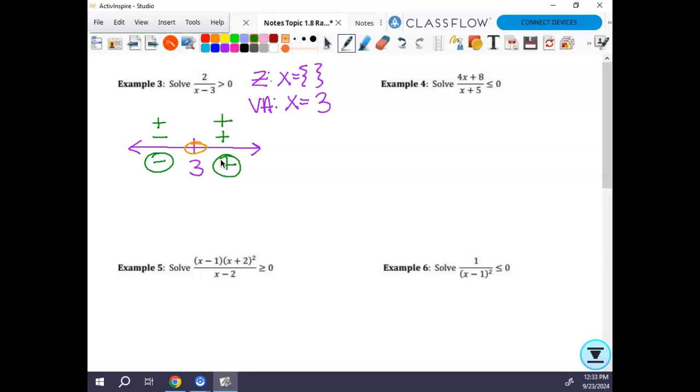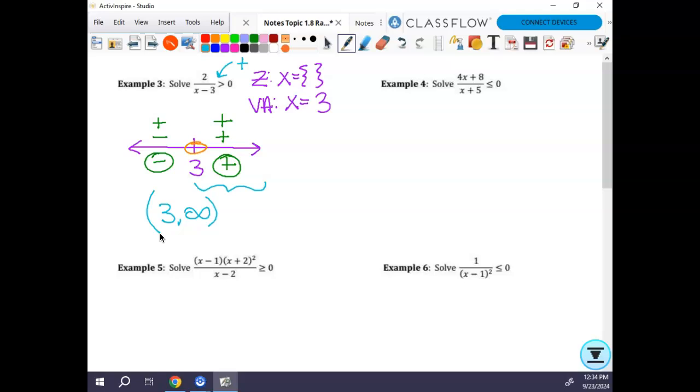Okay, we good with that? I want to know when this is greater than 0, so that's when it's positive. This part right here. 3 to infinity. I never include my infinities. Do I include 3? No, I do not. That is my answer. Okay. We good? So they're not always long and complicated.